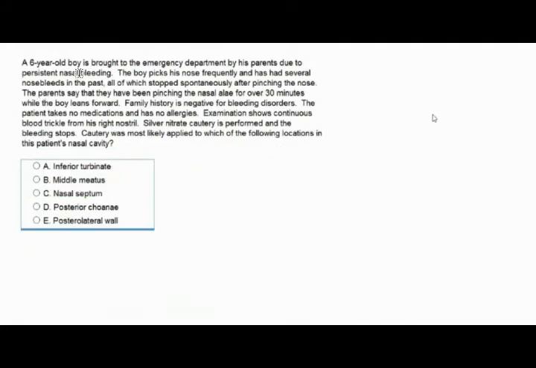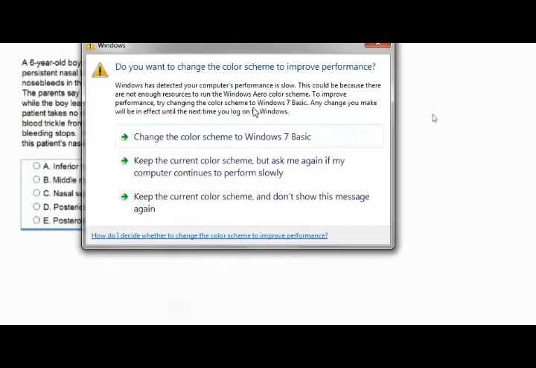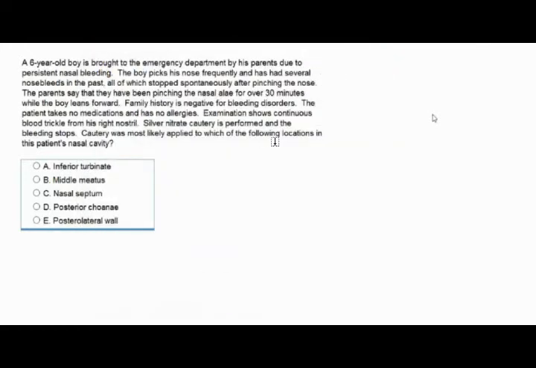A 6-year-old boy is brought to the emergency department by his parents due to persistent nasal bleeding. So it is a case of nasal bleeding. Now let's read the last line: cautery was most likely applied to which of the following locations in the patient's nasal cavity? Cautery is done in the nasal cavity to stop persistent nasal bleeding. The most common site of nasal bleeding is Kiesselbach's plexus. We all know that. Kiesselbach's plexus lies on the nasal septum.